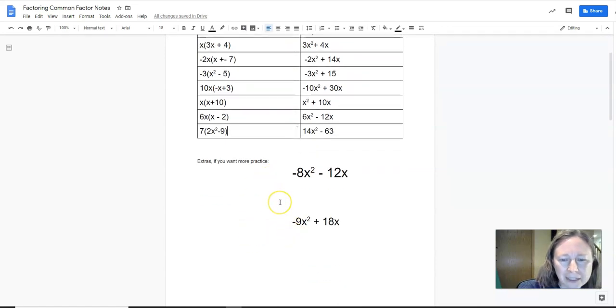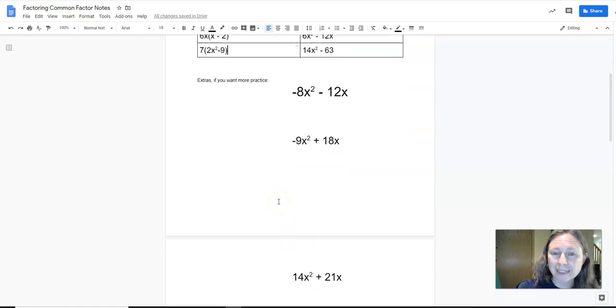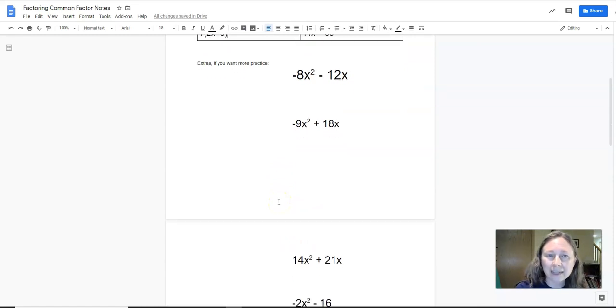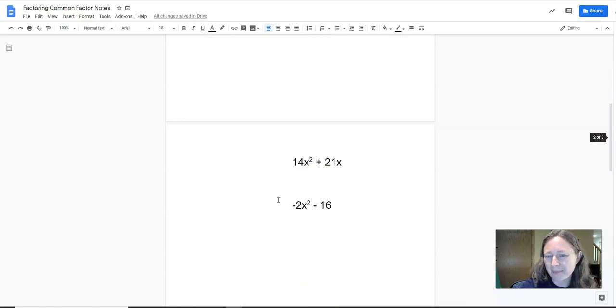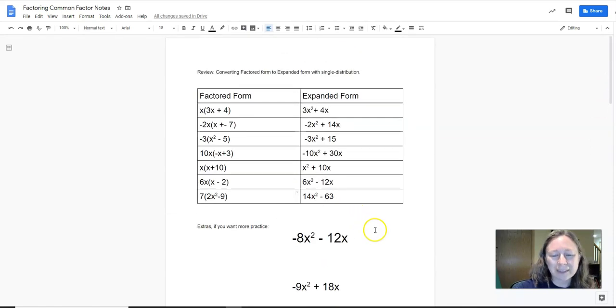Okay, these down here are some extra problems if you want more practice, and the solutions are in a companion document that you'll see also listed with this video. So good luck doing factoring of binomial expressions, and in the next video we'll take expanding and factoring a little bit further and see what happens if you have a binomial times a binomial. See you then.